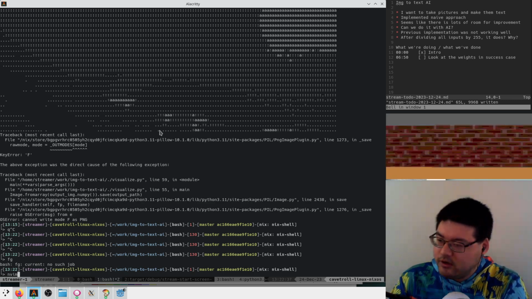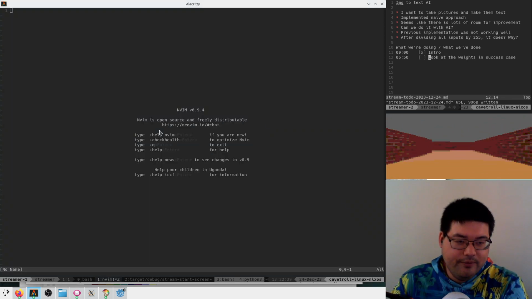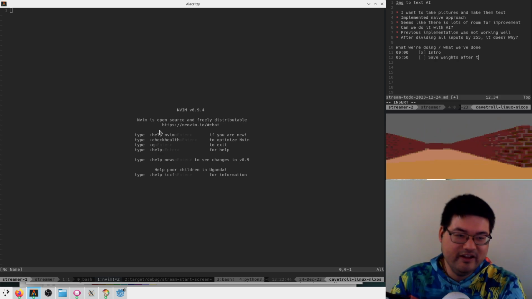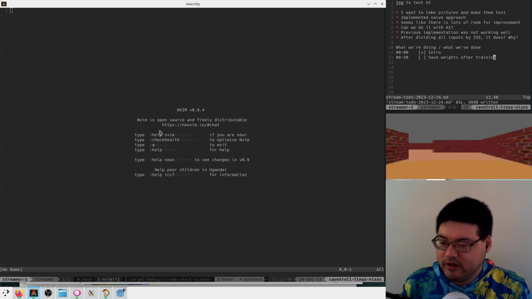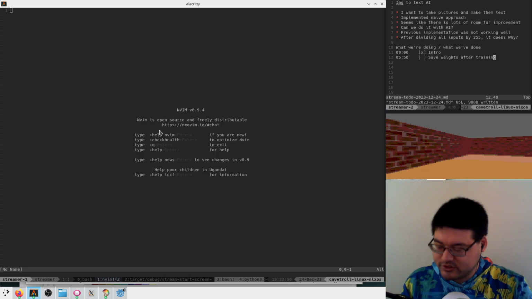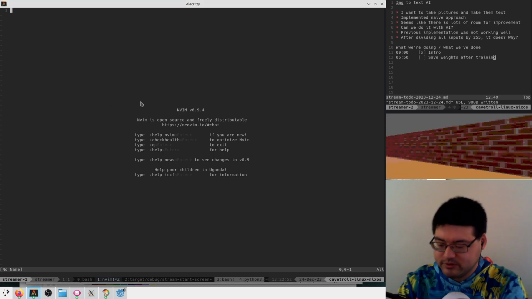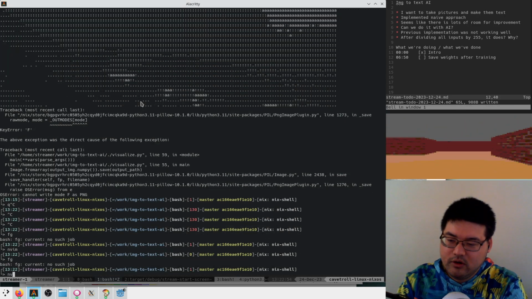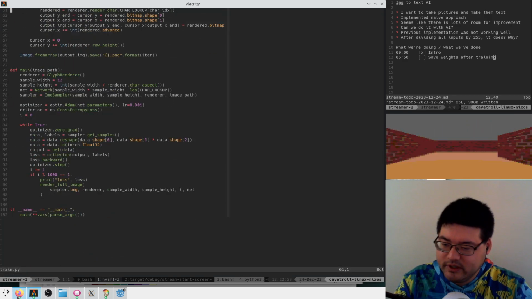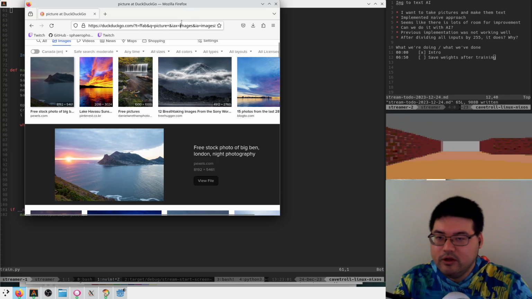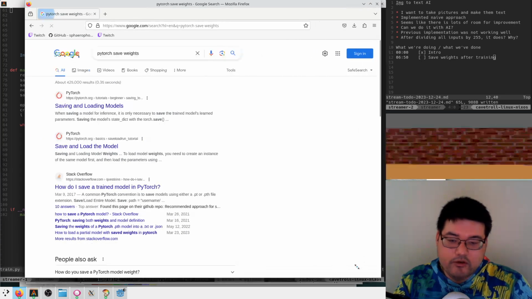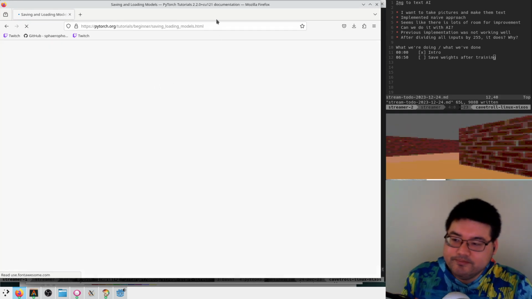I guess the first thing to do here is to save weights after training, because right now we train and then we hit Control C to stop the training, and all of our weights go away. So we need to find a way to write them down, which I think there's a way to do in PyTorch pretty easily. There's got to be a way to do that. Otherwise, people wouldn't train neural networks.